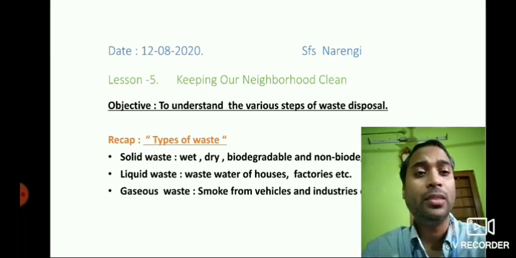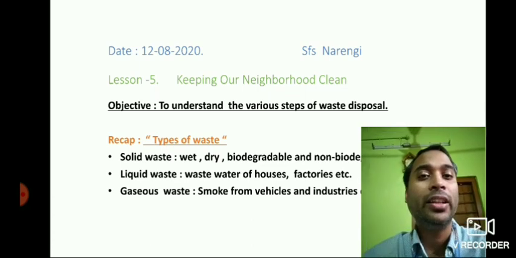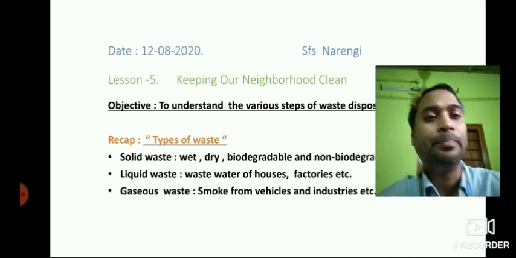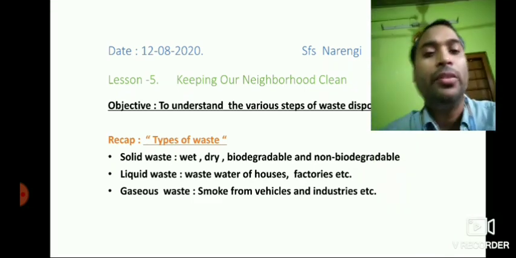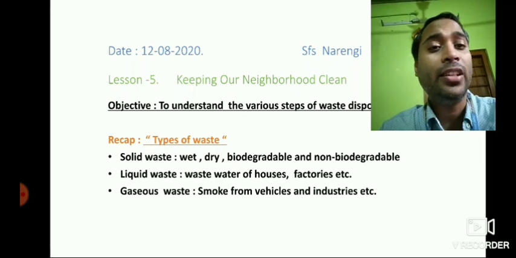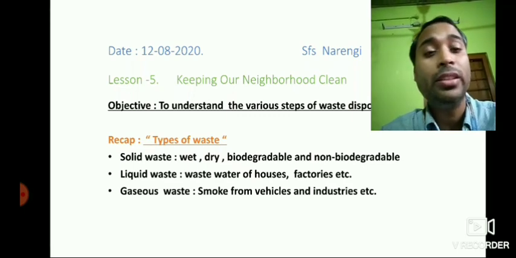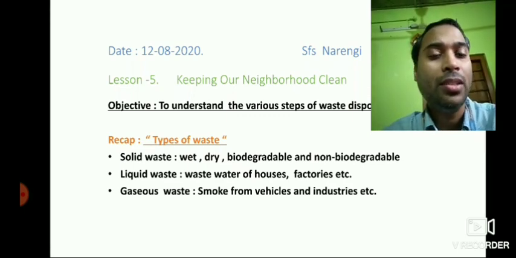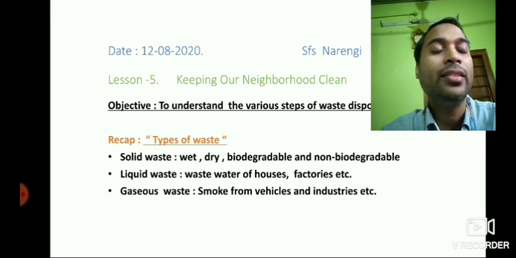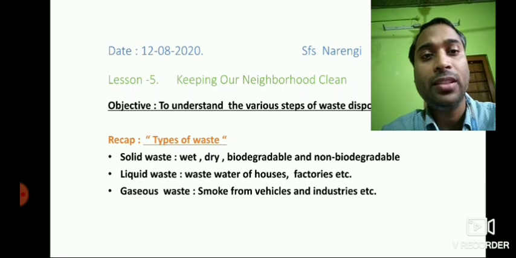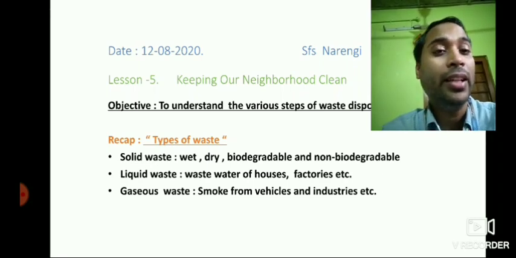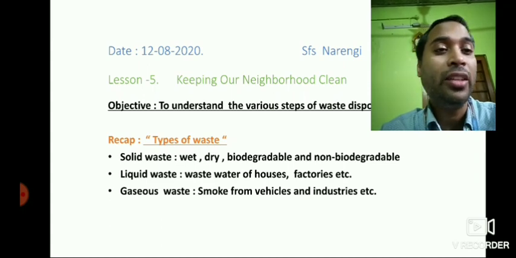So, before we start today's class, let's have a quick recap of things which we have covered till now in this lesson. So, we have covered different types of waste, and waste is mainly categorized into three types. What are the three types? They are solid waste, liquid waste, and gaseous waste. Now solid waste is further classified into four different types, that is wet, dry, biodegradable, and non-biodegradable.